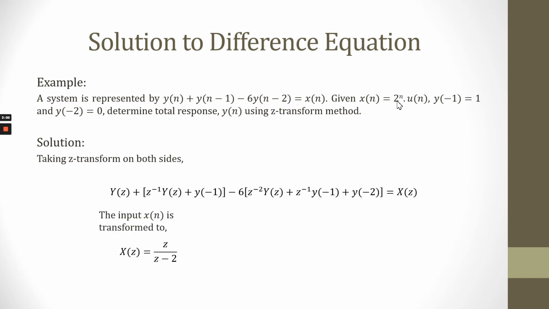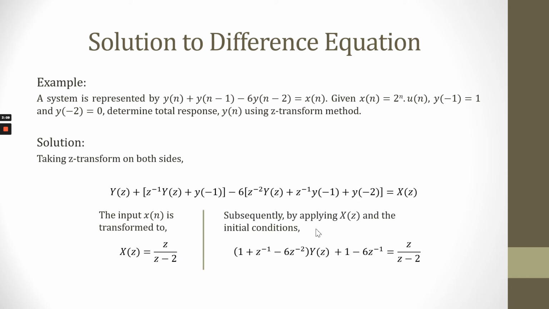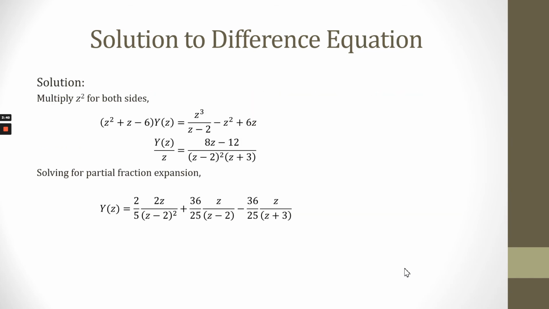So the input x[n], 2 to the power of n u[n], is equal to this one in the Z transform, z divided by z minus 2. Subsequently, by applying X(z) to the right side, and also the given initial conditions y[minus 1] equal to 1 and y[minus 2] equal to 0, y[minus 1] you can apply for this one and this one, and y[minus 2] equal to 0 you can apply in this one. So we have this one as our final equation by applying the initial conditions and also the input function. So we have this one.